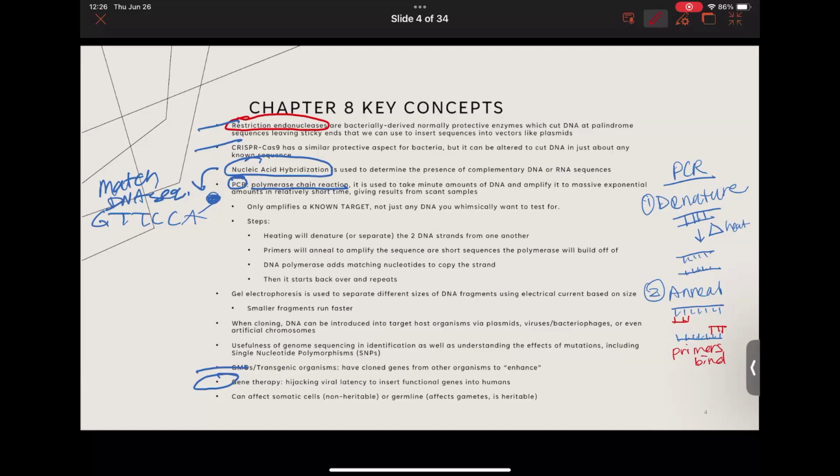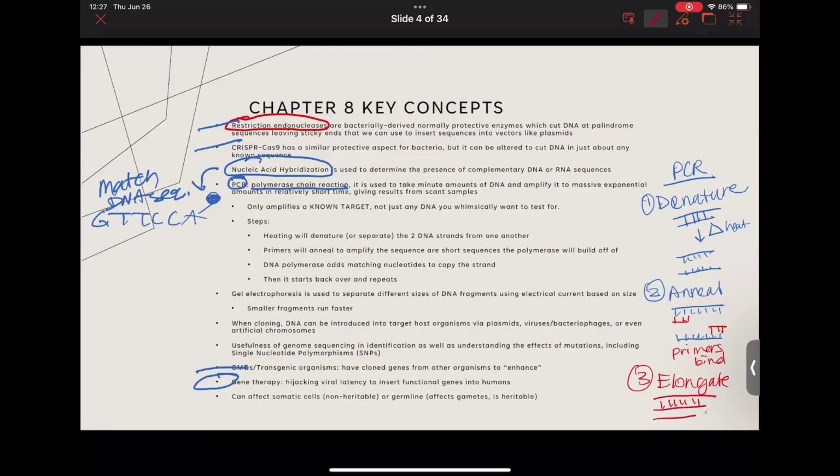So it depends entirely on the primers. If your primer bound to the gene, you have the thing. And now we can build our nucleotides off of it. So that's the third step, which is the elongation. Again, it's elongation. Don't we love it? Denature, anneal, elongate.